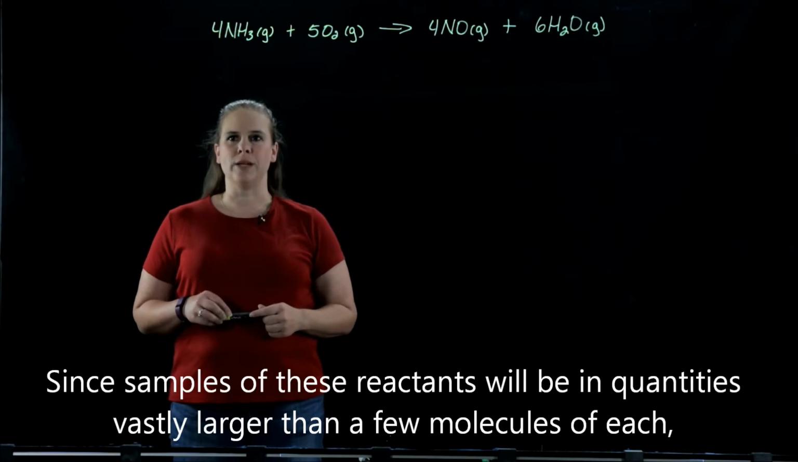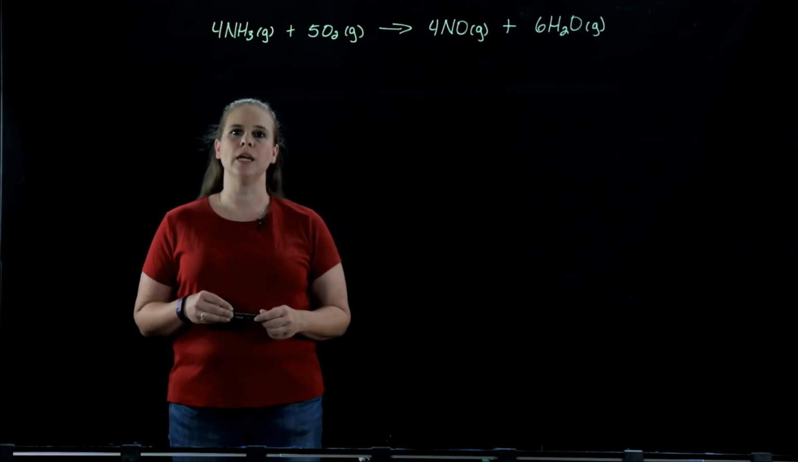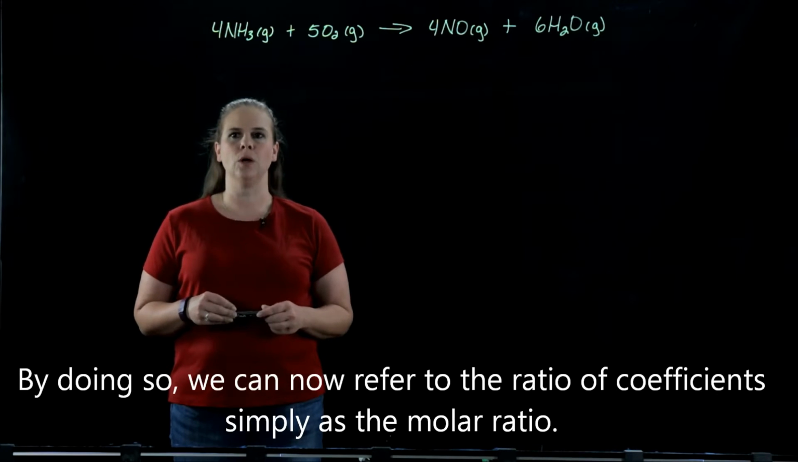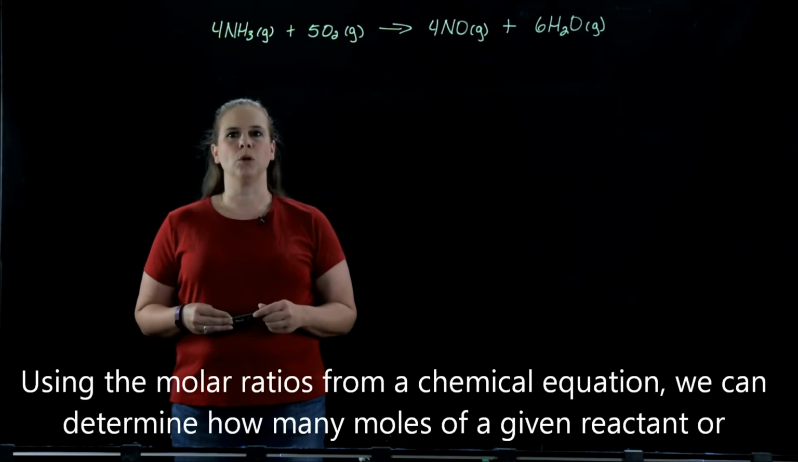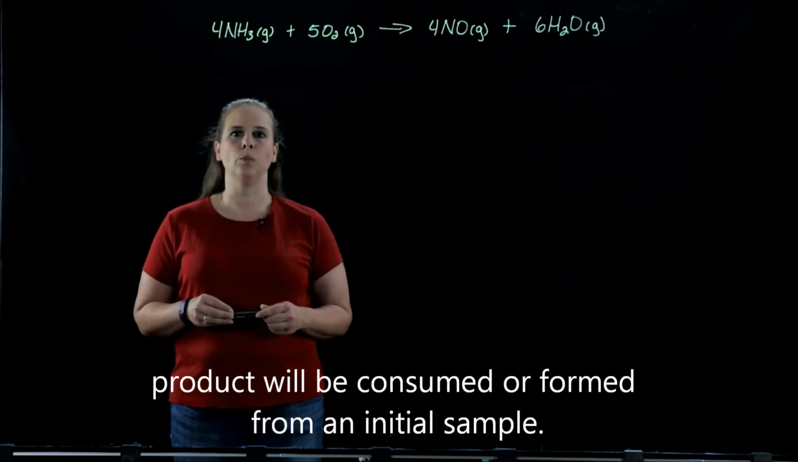Since samples of these reactants will be in quantities vastly larger than a few molecules of each, it is better to think of the coefficients as moles of each reactant and product rather than as individual molecules. By doing so, we can now refer to the ratio of coefficients simply as the molar ratio. Using the molar ratios from a chemical equation, we can determine how many moles of a given reactant or product will be consumed or formed from an initial sample.